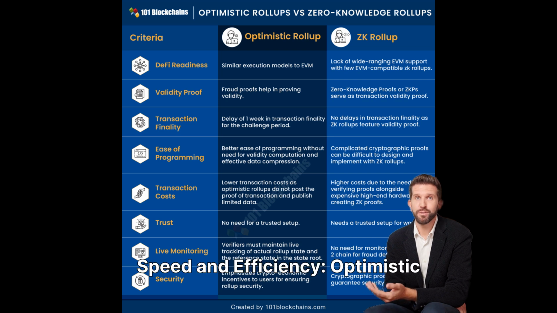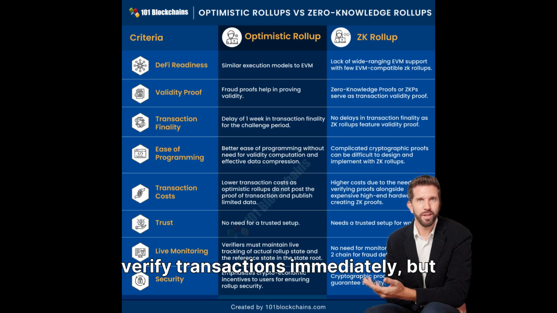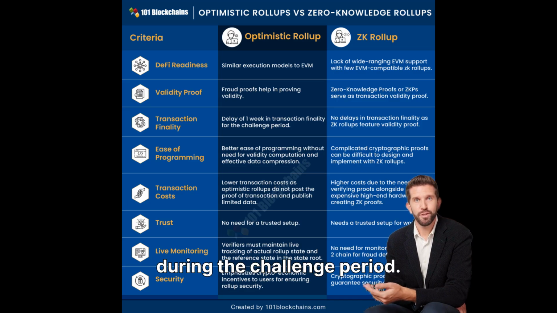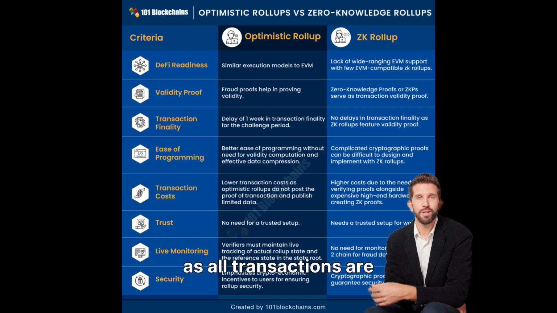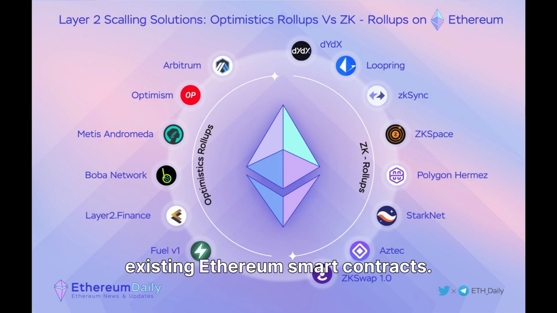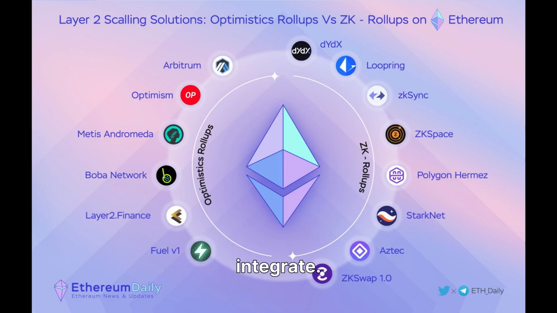3. Speed and efficiency. Optimistic rollups can offer faster speed since they don't verify transactions immediately, but they might experience delays during the challenge period. ZK rollups provide quicker finality as all transactions are validated before being added to the blockchain. 4. Complexity. For complexity, optimistic rollups are generally simpler to implement and can work with existing Ethereum smart contracts. ZK rollups involve more complex cryptographic techniques, which can make them harder to integrate.